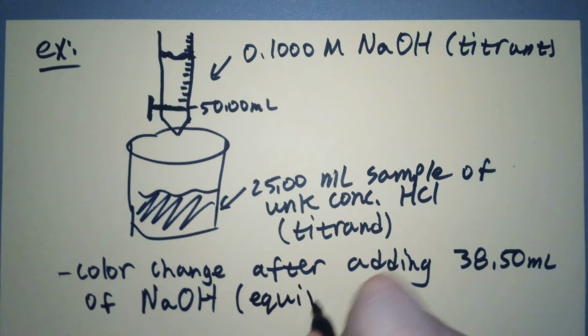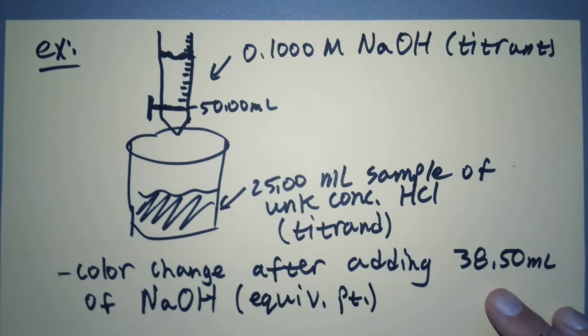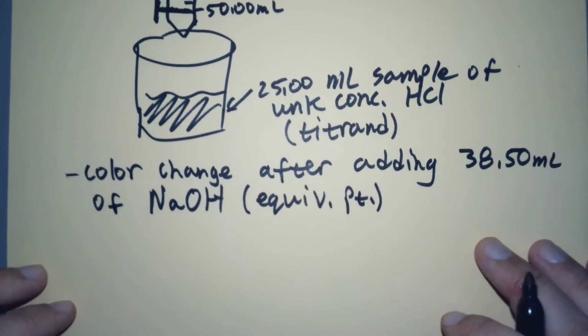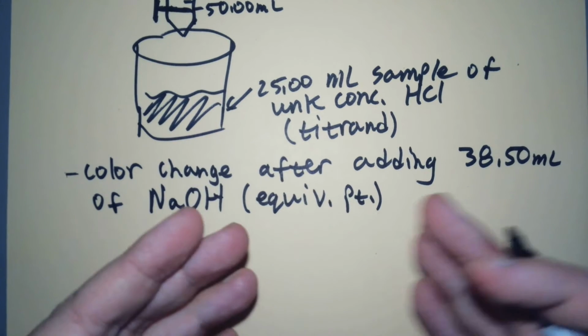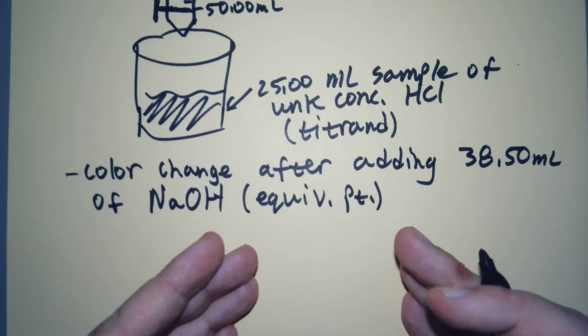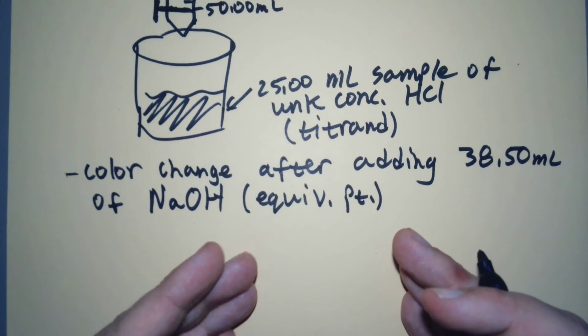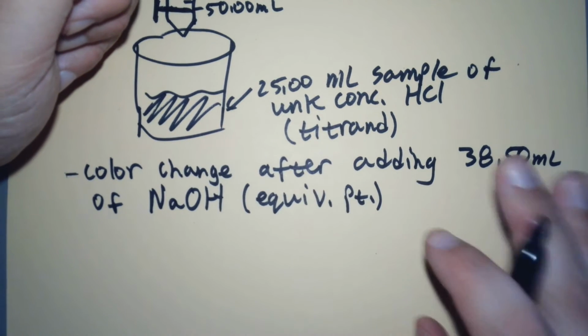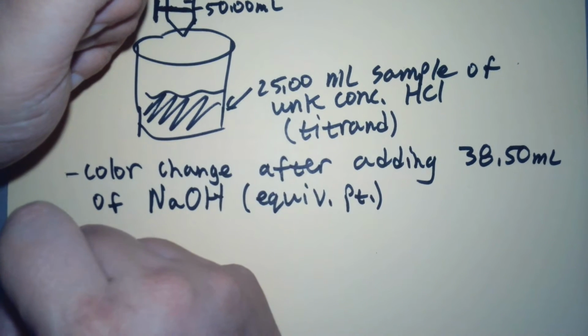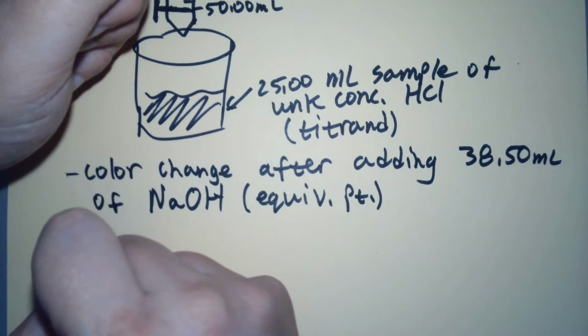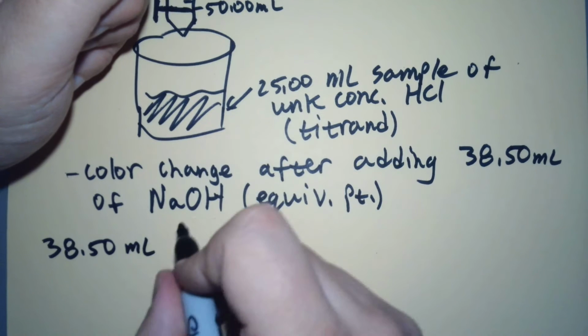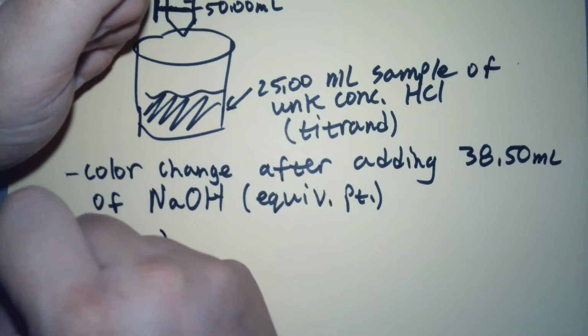So this is our equivalence point. We reach it after adding 38.5 milliliters. So this is what we would work with. We have all the data now. And so what we're going to do is, let's see, alright, I've got a volume here. How many moles of NaOH did I add?